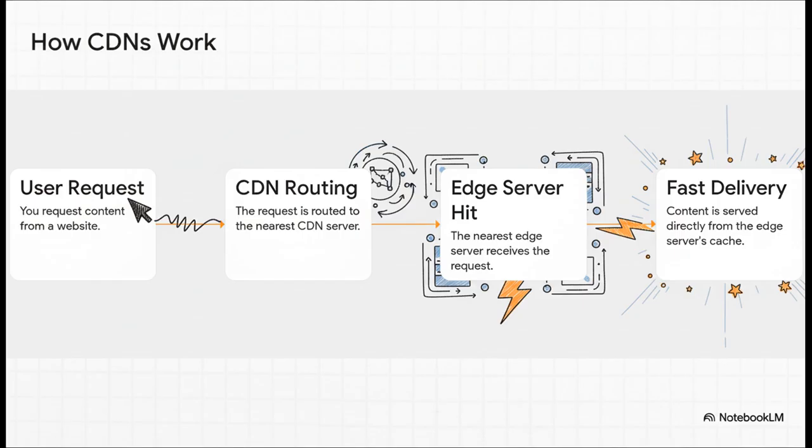It starts when you make a request. The CDN system instantly intercepts that request, and instead of letting it travel thousands of miles, it intelligently steers it to the closest edge server. That server gets the request, we call that a hit, and bam, the content is delivered to you right away. It's unbelievably fast and efficient.